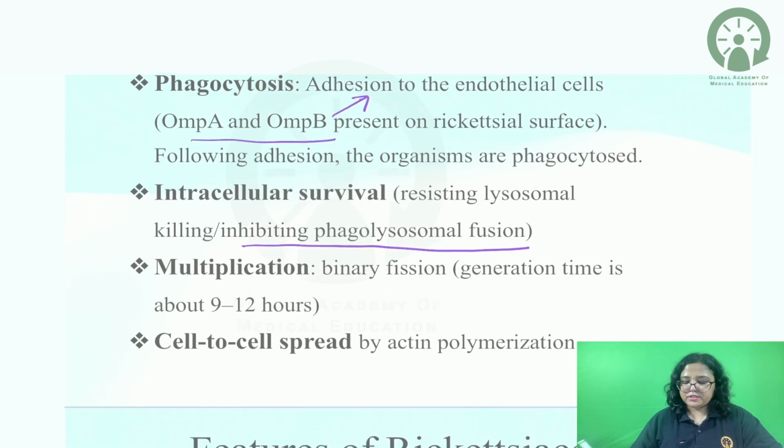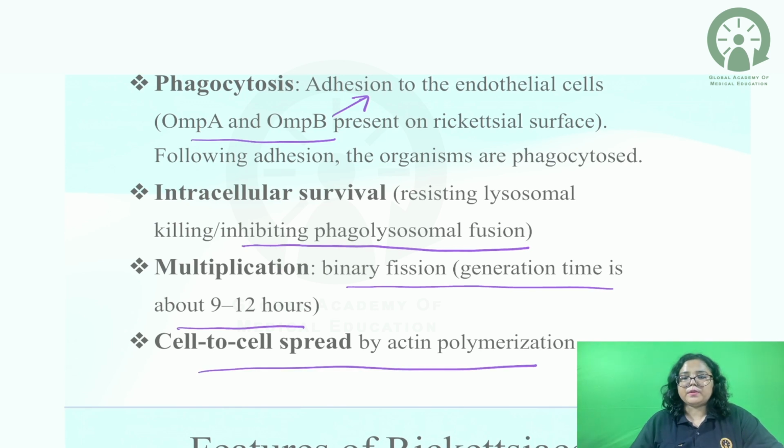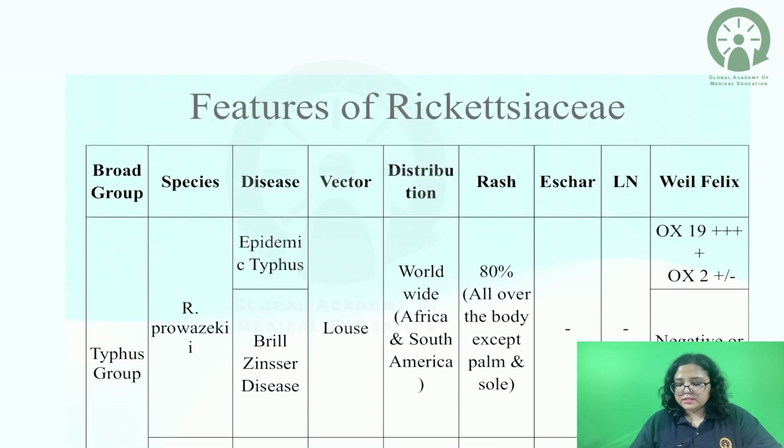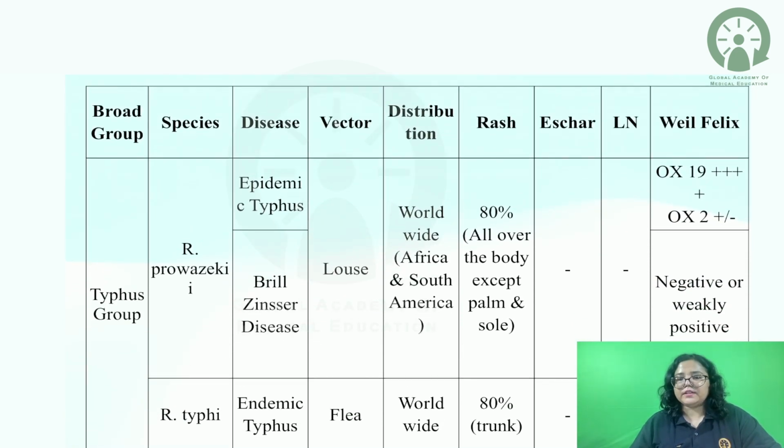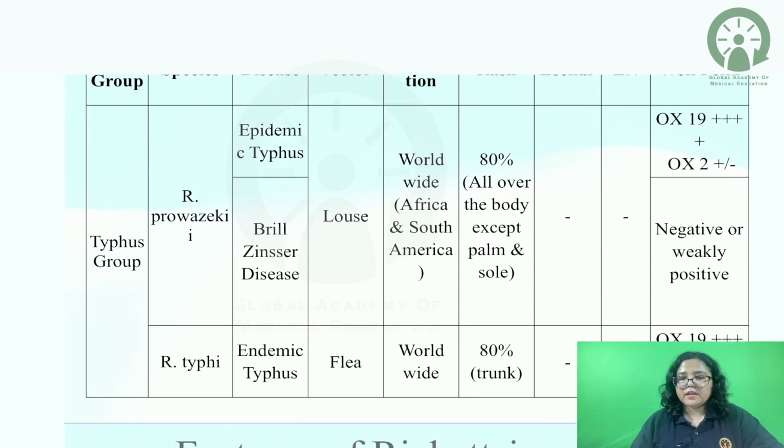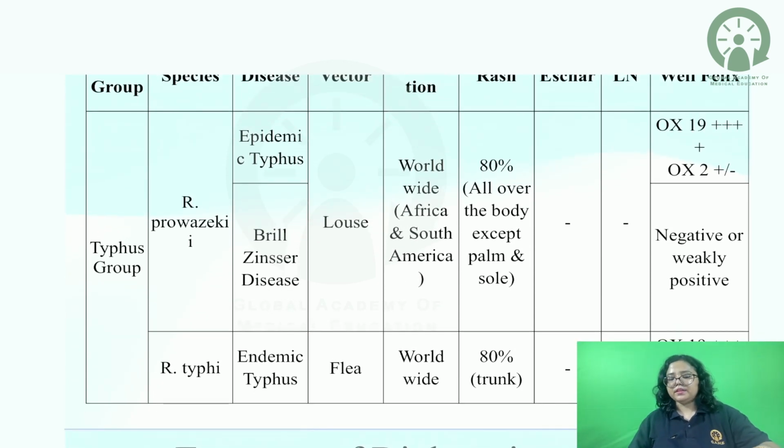multiply by binary fission. Generation time is 9 to 12 hours and it is spread from one cell to another by actin polymerization. So this is in brief about the pathogenesis. Now this broad table is the summary and it will help us in diagnosing the majority of the infections. Like I said, Rickettsial infections can be broadly classified into the typhus group and the spotted fever group.